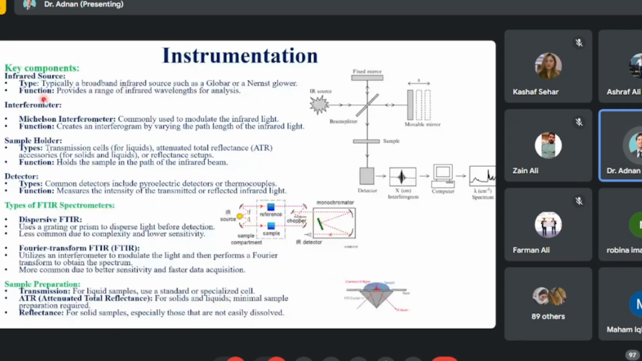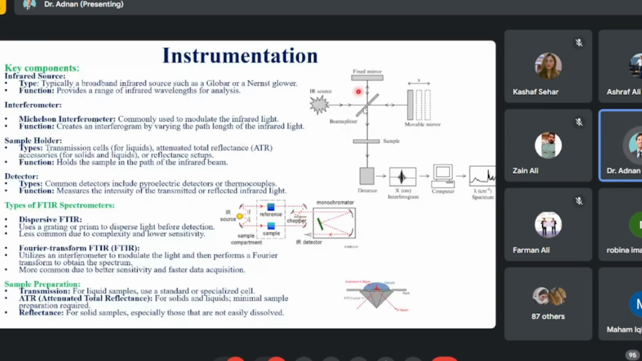And for FTIR, there are four key components. One is the IR source, which is typically a broadband infrared source such as a Nernst glower, that emits in the IR region. And then the second component is called the interferometer. This one specifically is a Michelson interferometer. There are other types of interferometers. It is commonly used to modulate the infrared light and produce interferograms by varying the path length of the infrared light.